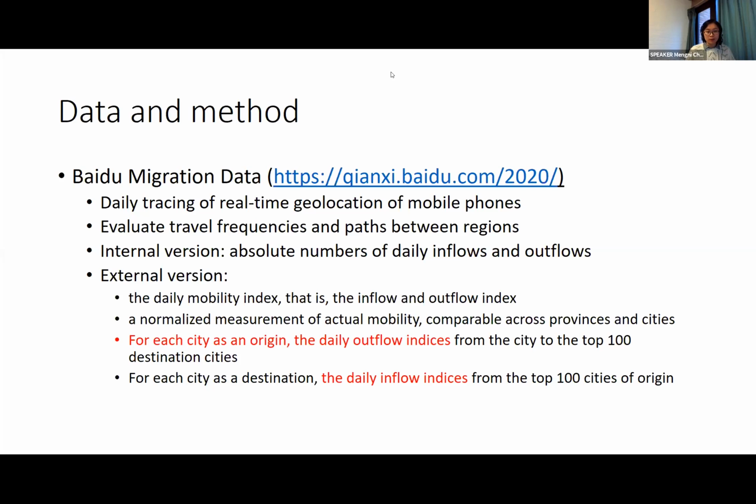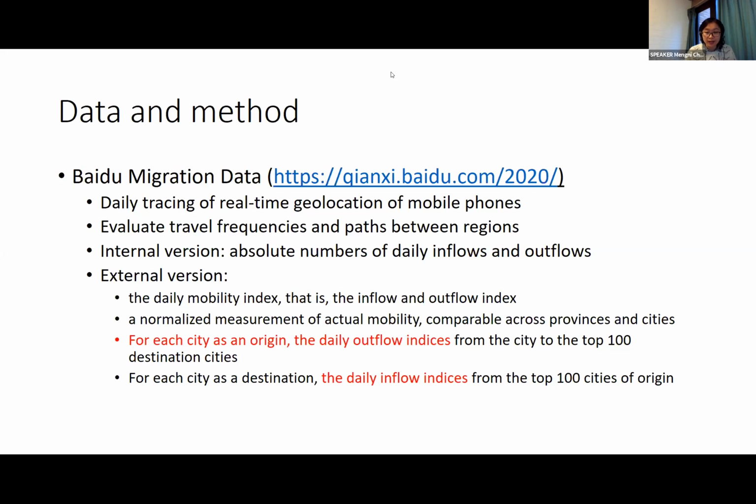This external version is publicly available, and it provides the daily mobility index, that is the inflow index and outflow index. And these inflow and outflow indexes are normalized measures of actual mobility. So, it's actually comparable across provinces and cities.